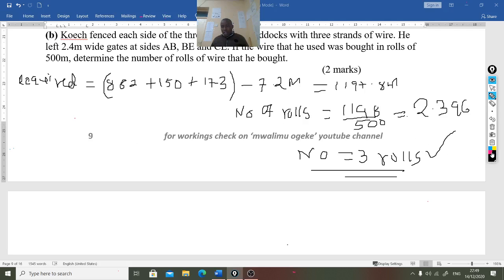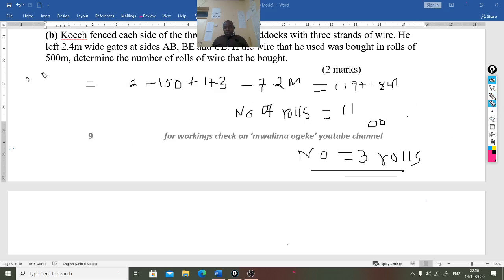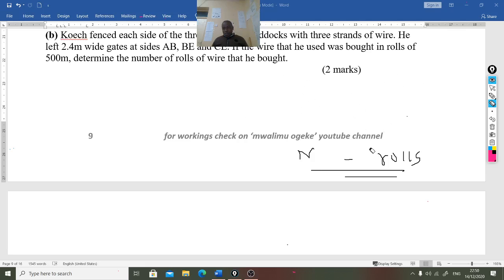3 rolls is the correct answer and not 2 point something, because rolls cannot be in point form. So you needed 3 rolls. That is the answer. Now, that is how you are supposed to do such a question: follow the instructions given.